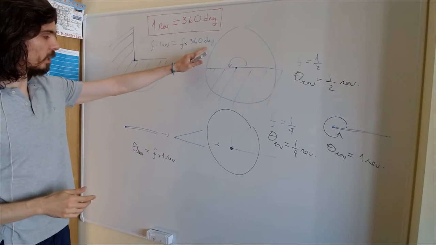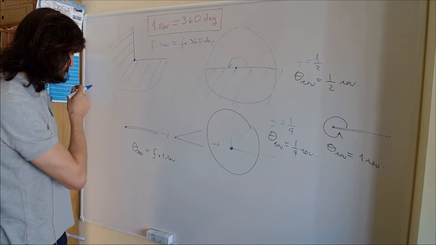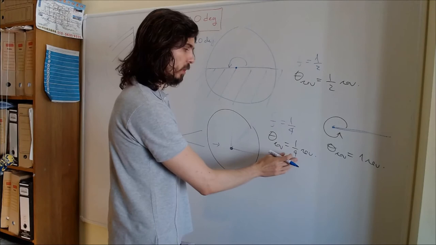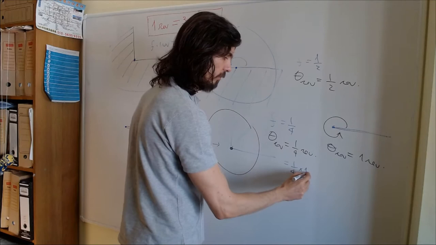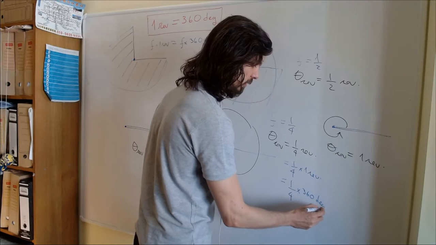By the way, let's give examples. Let's just take a simple one. If you have theta rev equals 1/4, this means 1/4 times one revolution. Well, but one revolution is 360, so 1/4 times 360 degrees, okay? How much is this? It's 90 degrees.